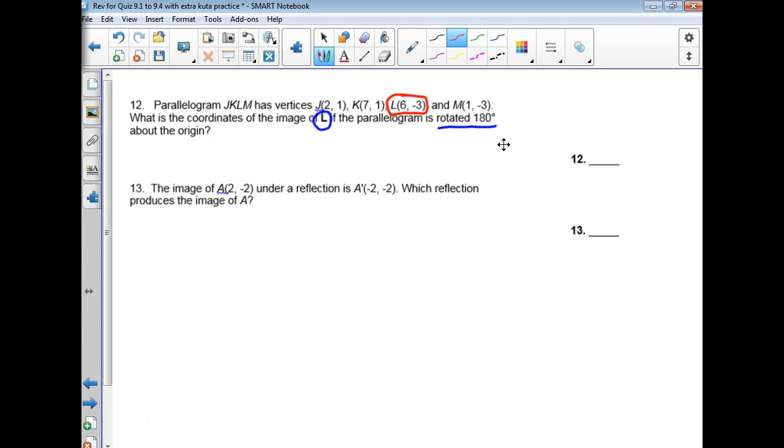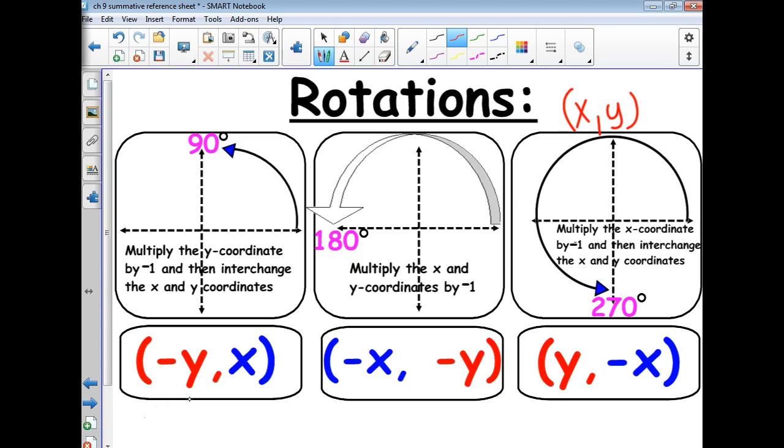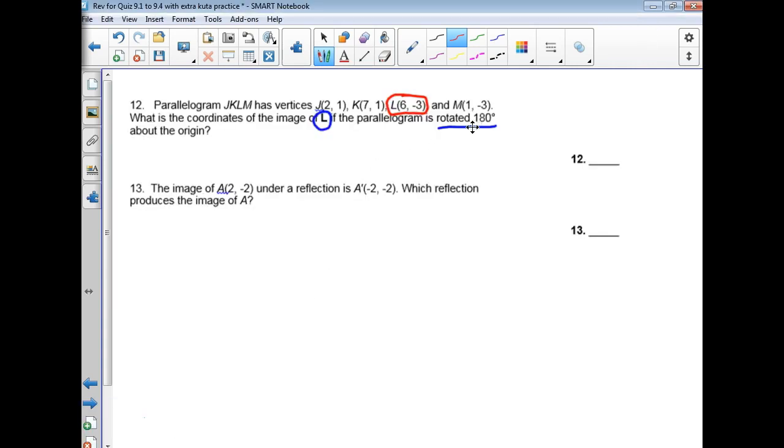Now, what does 180 do? Okay, thank you. And you can look it up here. So the rule for 180 is to change the sign of X, change the sign of Y. So it's just going to be L prime at negative 6, positive 3. Your question might be about a different one of the points, and it might have a different rotation. I don't remember what's on the actual quiz, but it's a similar style of question.